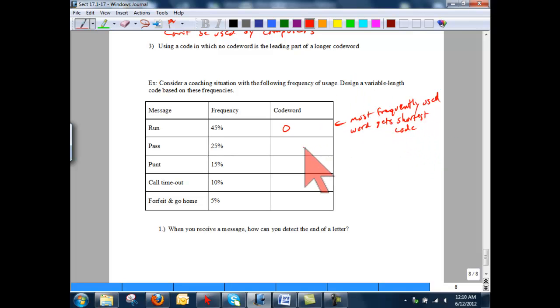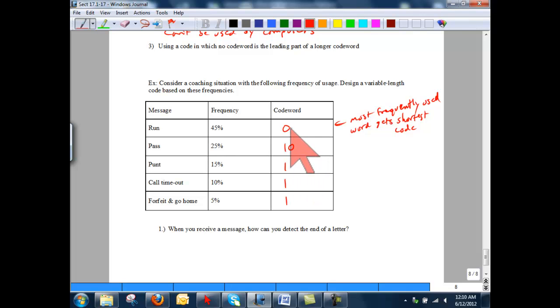Now, by principle number 3, the rest of the code words cannot start with a 0. It can't be 0, 1, for example, because then if I received a 0, I wouldn't know whether I should say, oh, that's a run, or I better wait for some more bits to come along to finish the word. So all of the other words must start with a 1. When I receive a 1, I know it's not a run play and I should listen for more information. So how about we let pass be 1, 0.